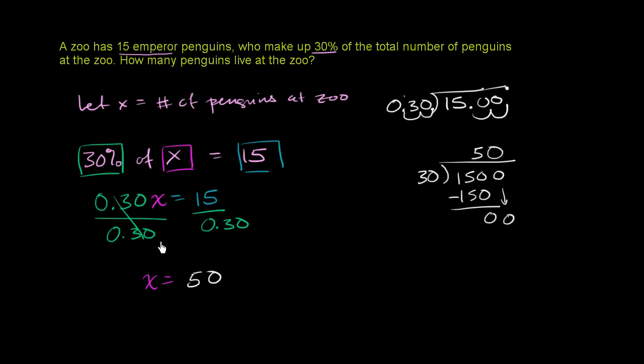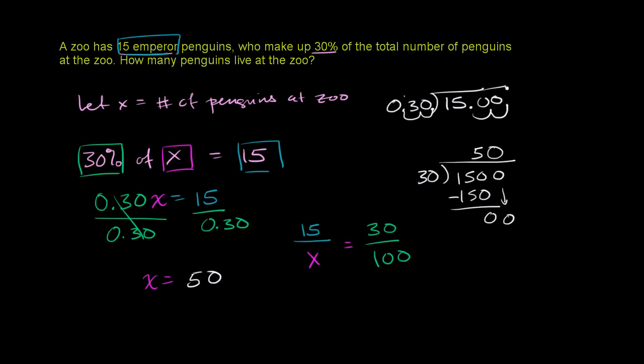Now, there is another way of doing it. You could say the fraction of emperor penguins over the total number of penguins at the zoo. You could say 15 over the total number of penguins at the zoo is equal to 30%. Percent literally means per hundred, so it's equal to 30 for every 100. And then you could solve for this right over here.